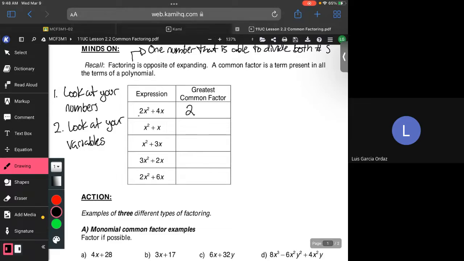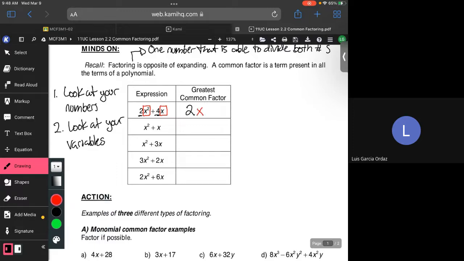So again, start with my numbers. I can divide 4 and 2 by 2 because they give me whole numbers. Now I'm going to look at my variable part. So I have x squared and I have x. What is common between x squared and x? That's it. X.